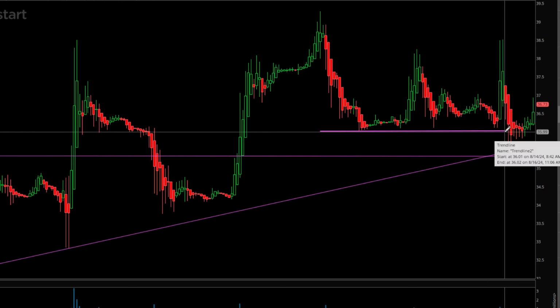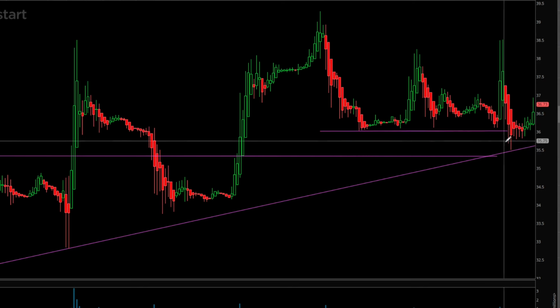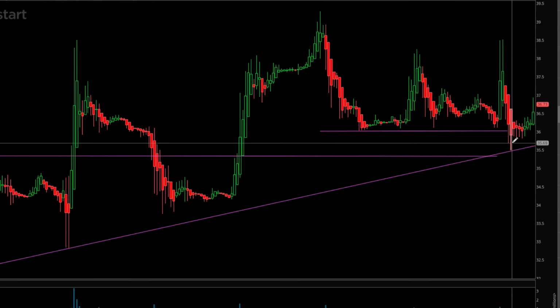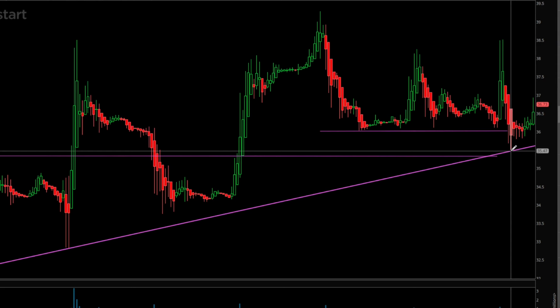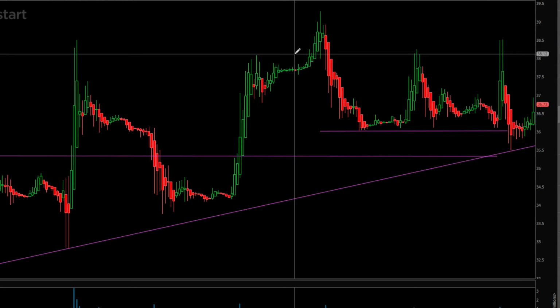So the only thing in my mind I'd be looking for are longs, and this would be a potential long, and down here is a potential long, off the trend line. But that was it. So I hope that helps.